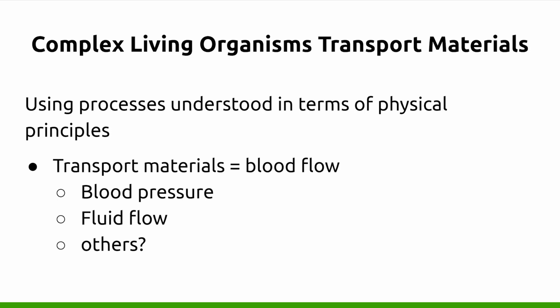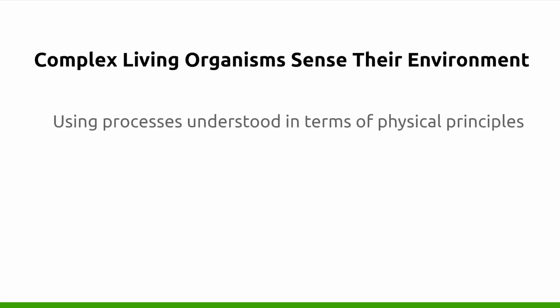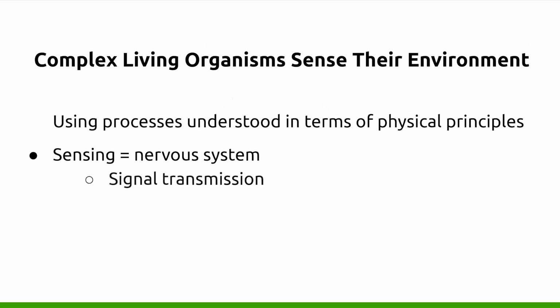So with each section, each concept that I overview, there are other things that I may not be listing that are also going to be tested on the MCAT. The organisms also sense their environment. Again, thinking about physical principles. If I'm thinking about sensing things, first thing I think about is the nervous system. So I'm thinking about nervous signal transmission as well as electricity and anything else that you might be thinking of when it comes to physical principles that allow organisms to sense their environment.